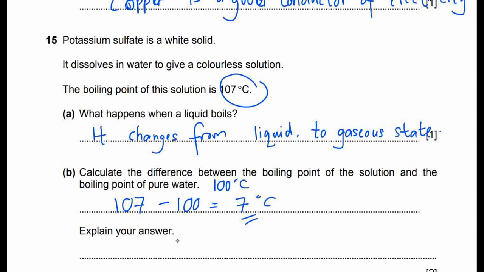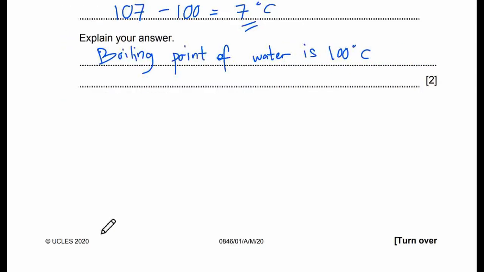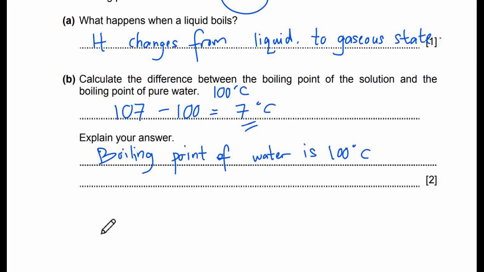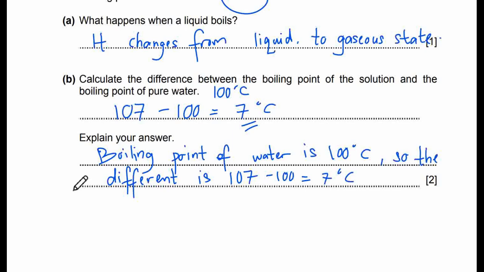So, the boiling point of water is 100 degrees Celsius. Next, so the difference is 107 minus 100 equals 7 degrees Celsius. Now let's go to the next one.